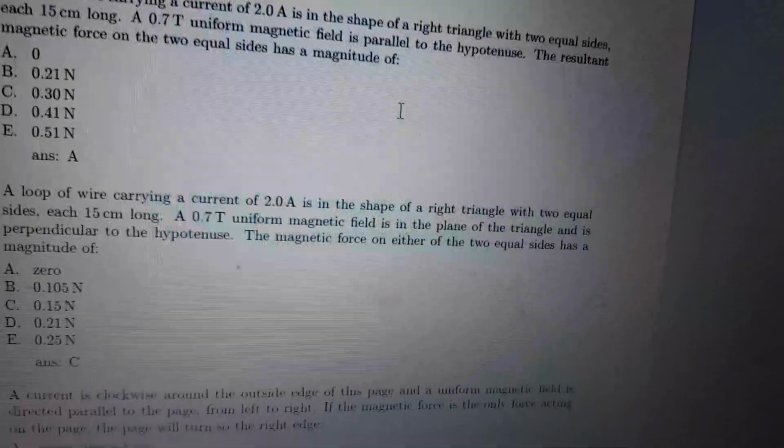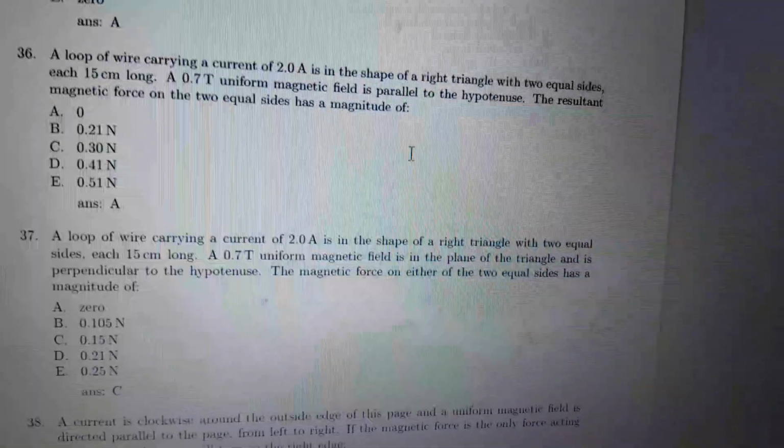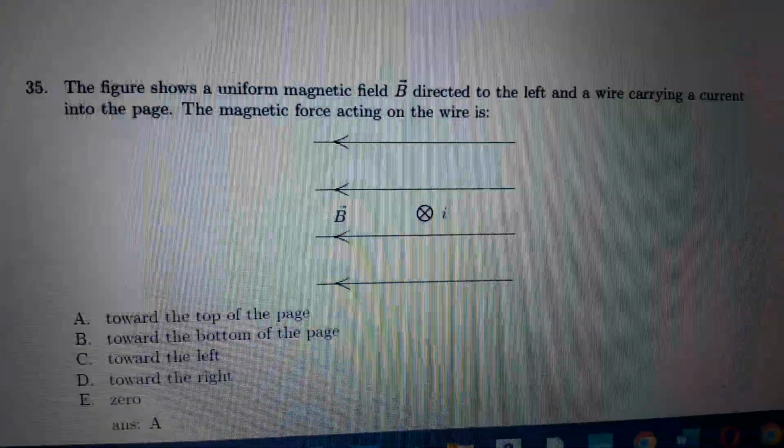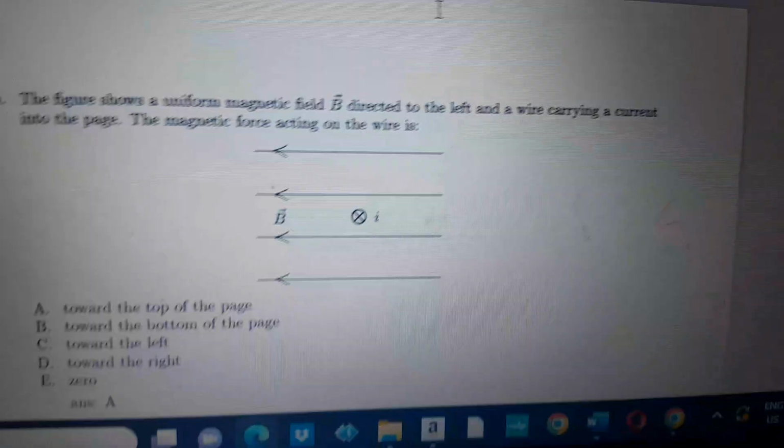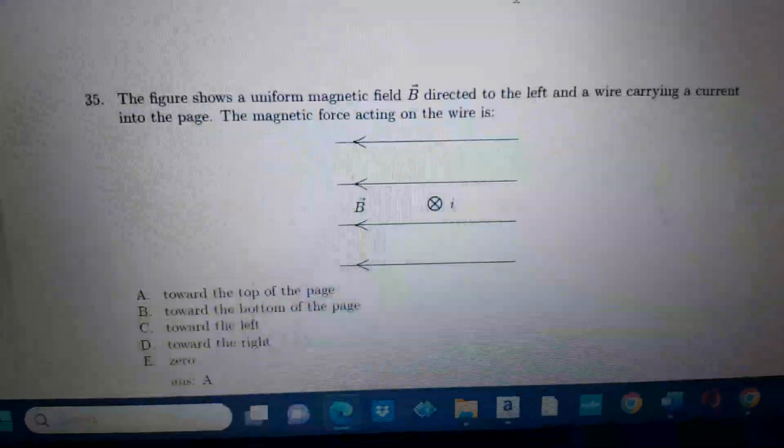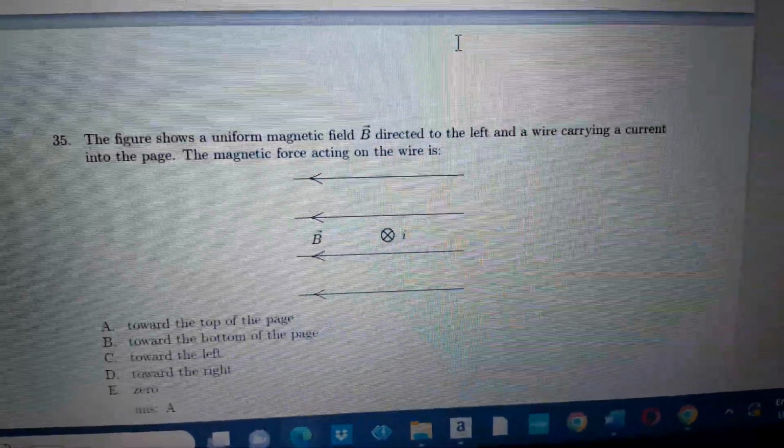Same question, but now we have the magnetic field parallel to the hypotenuse. Therefore, your answer is going to be 0. The force is out of the page. Therefore, this is going to be towards the top of the page.